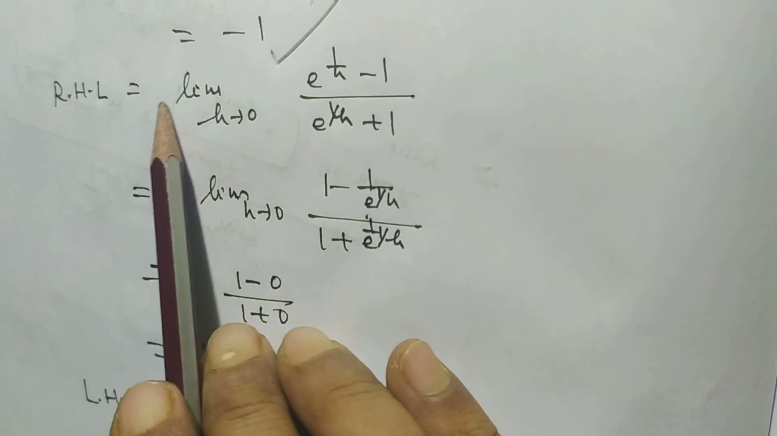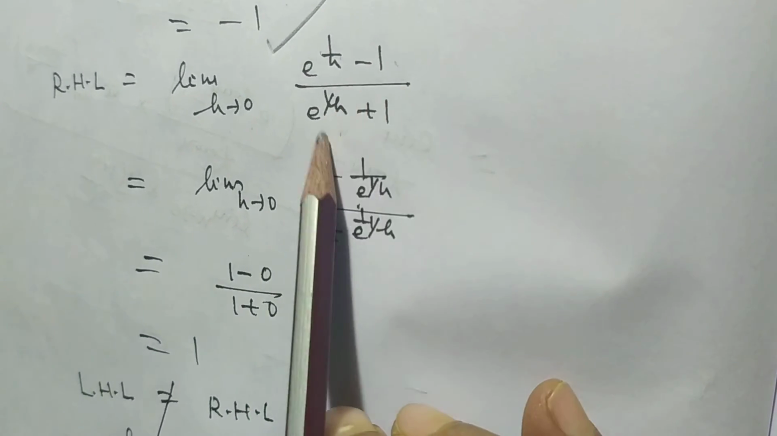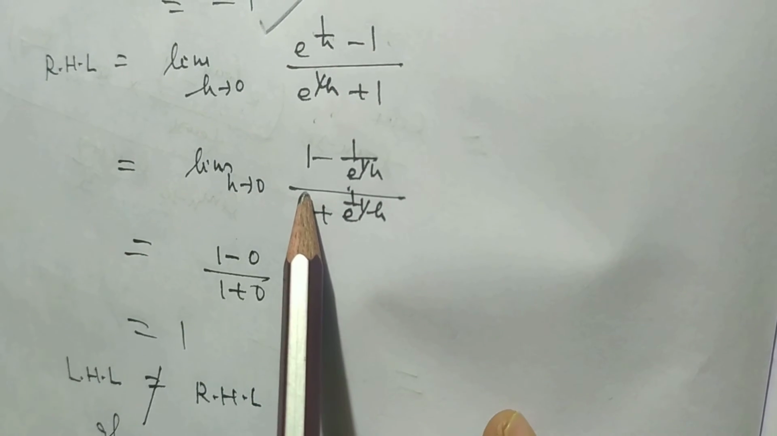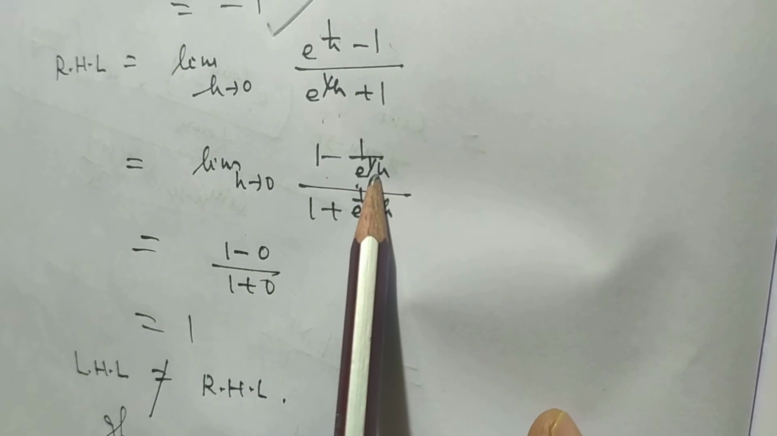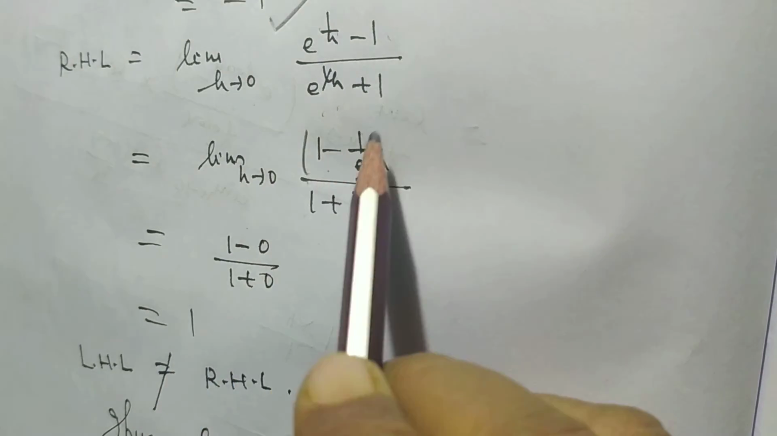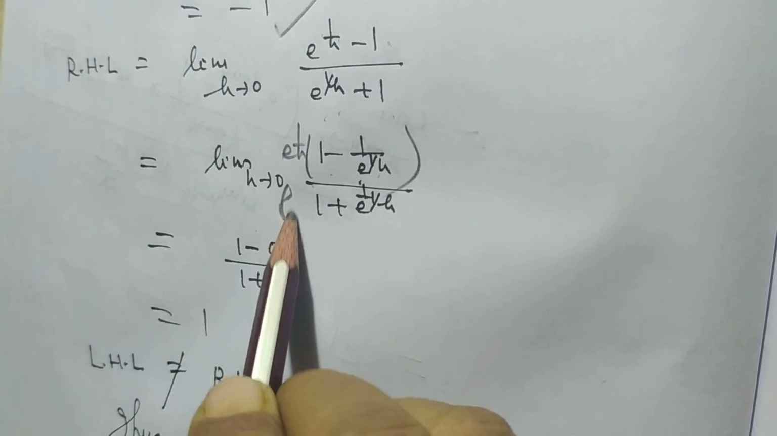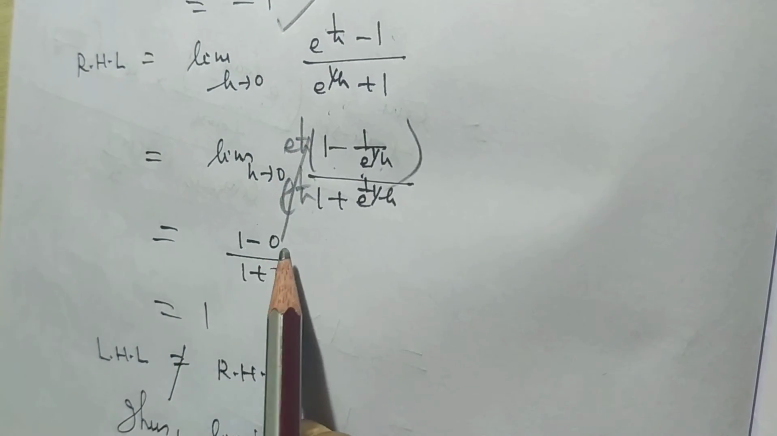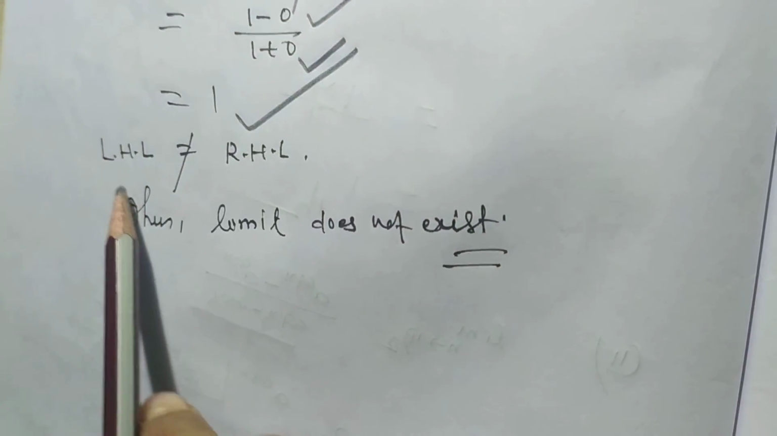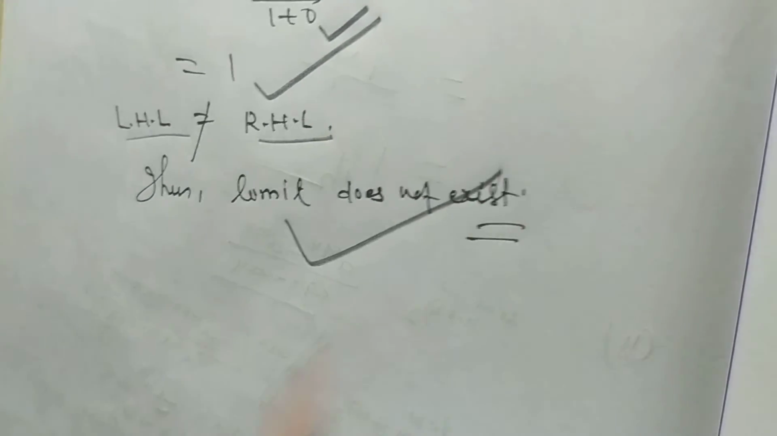And similarly, right hand side limit. Limit h tends to 0, (e to the power 1 by h minus 1) and (e to the power 1 by h plus 1). After taking common e to the power 1 by h, we have 1 minus e to the power minus 1 by h, and 1 plus e to the power minus 1 by h. And this e to the power 1 by h and e to the power 1 by h will cancel. And we have (1 minus 0) by (1 plus 0), that is 1. So what do you observe? Left hand side limit is not equal to right hand side limit. Thus limit does not exist.